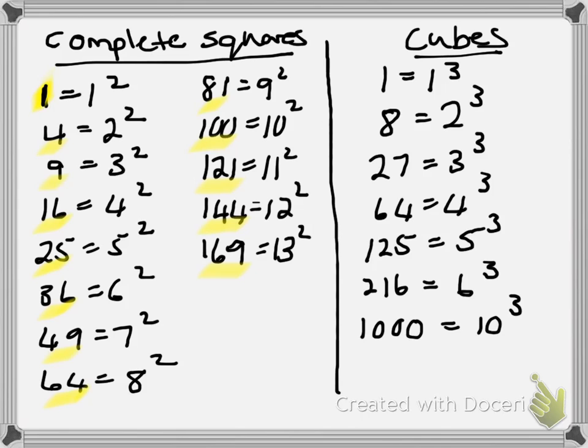The cubes: 1 can also be a cube. 8 is 2 cubed, 3 cubed, 4 cubed, 5 cubed, 6 cubed, and 10 cubed is also a popular one. So familiarize yourself with these so that when you see them you know, oh, there's a 121, there's a possibility of a difference between two squares. When you see 125, there's a possibility of a sum or difference of 2 cubes. And 1 belongs to both of them.